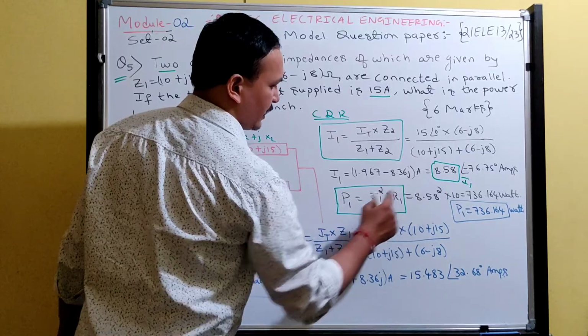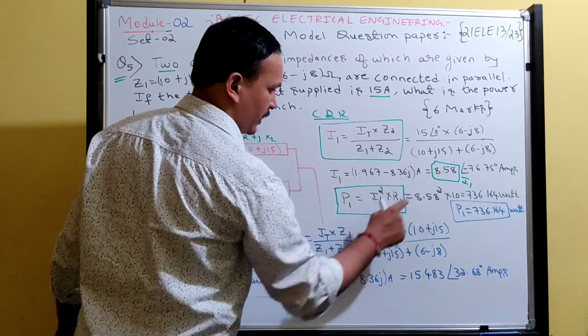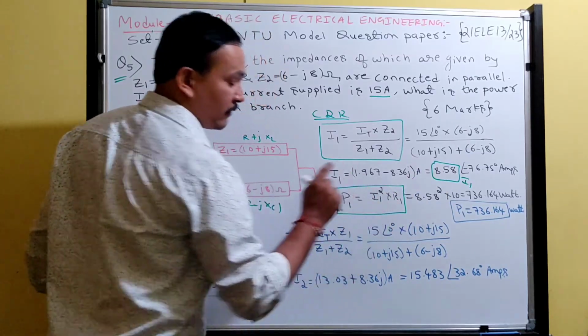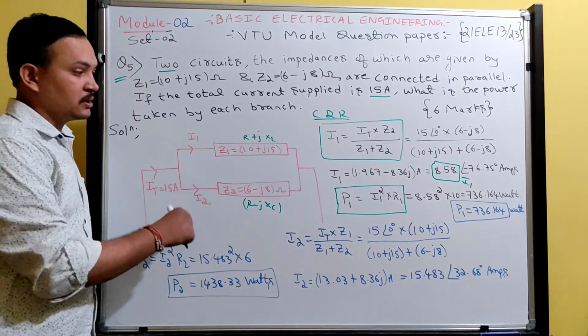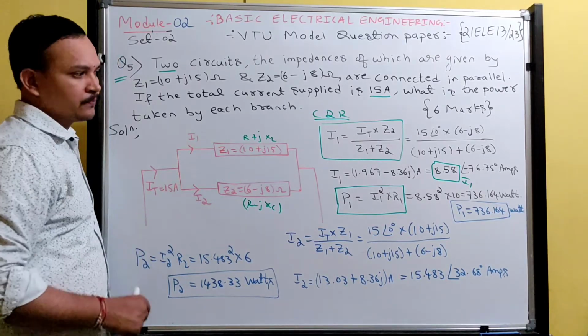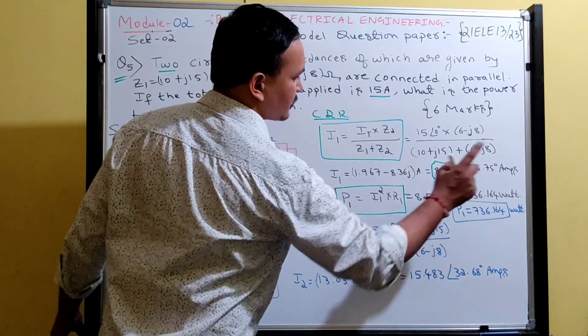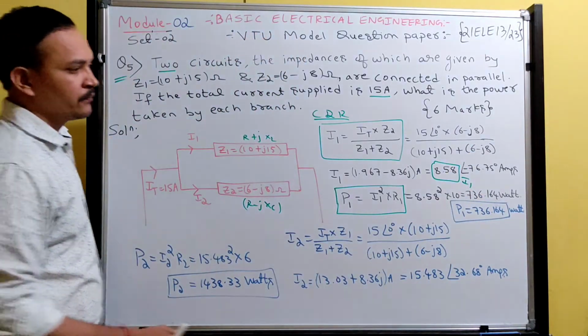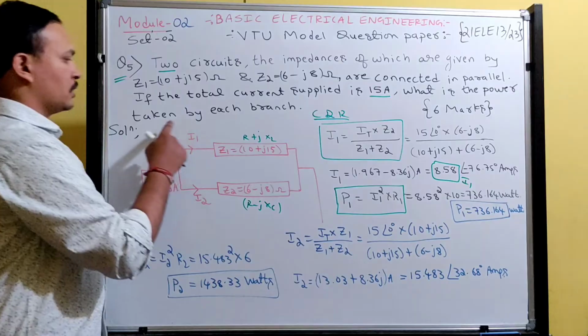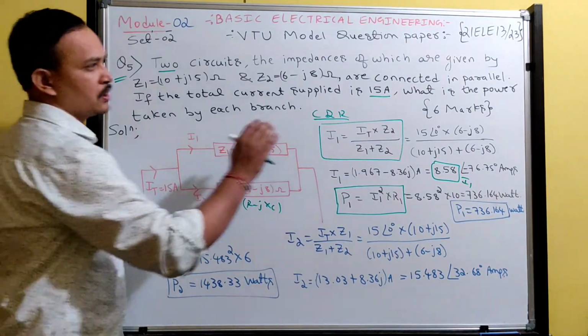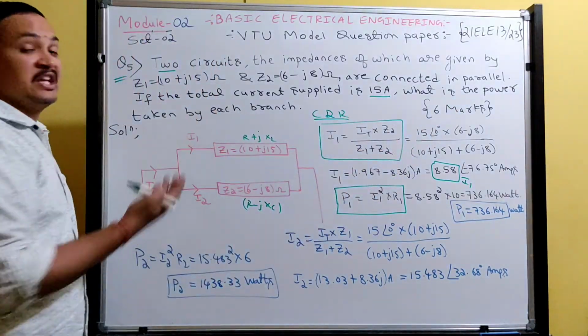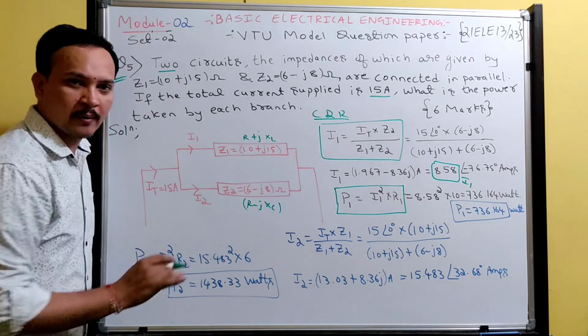So I1 squared, 8.58 squared, into the resistance of the first branch. What is the resistance in the first branch? 10 ohms. So 8.58 squared into 10, you get 736.164 watts. That is the power consumed in one of the branches. That is what they asked: what is the power taken by each branch? In one branch, that much power.